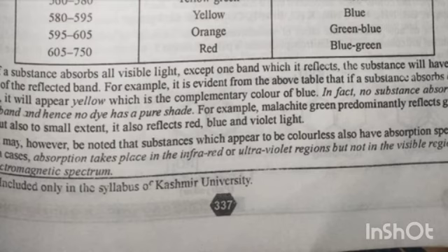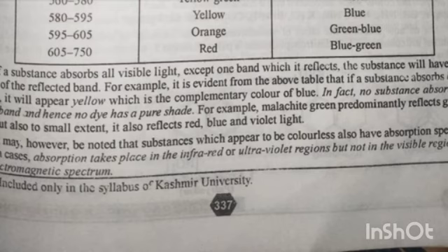For example, malachite green predominantly reflects the green light, but to a small extent it also reflects red, blue and violet light. It may however be noted that substances which appear to be colorless also have absorption spectra. In such cases, absorption takes place in the infrared or ultraviolet regions, but not in the visible region of the electromagnetic spectrum.